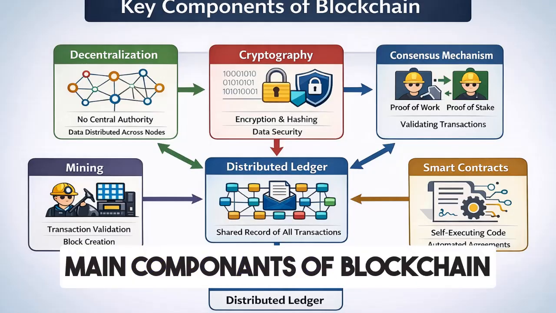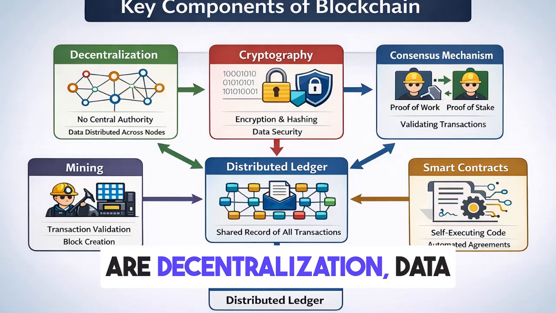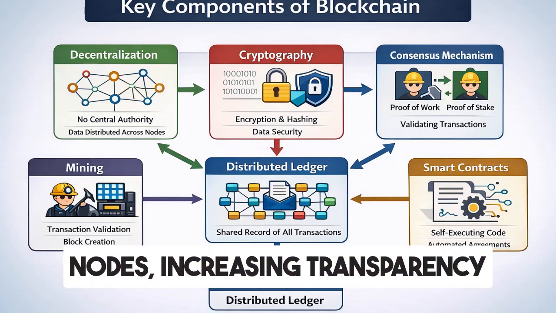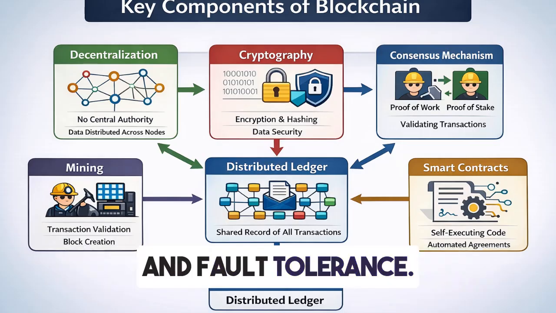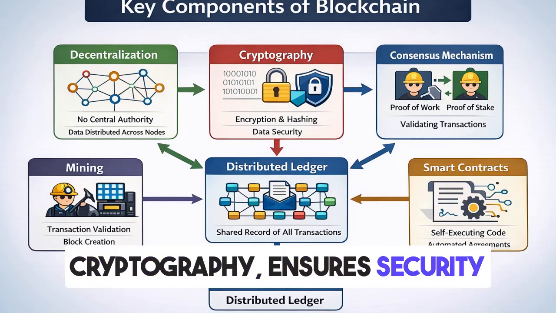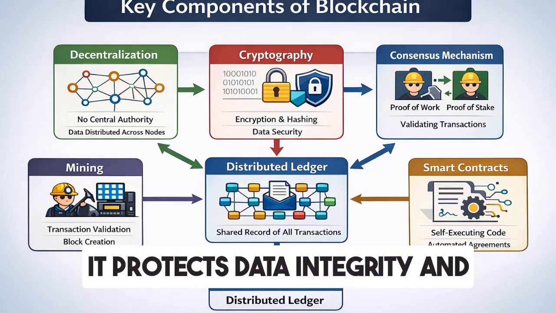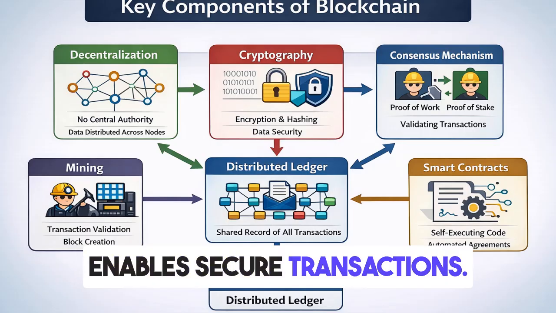Main components of blockchain are decentralization. Data is distributed across multiple nodes, increasing transparency and fault tolerance. Cryptography ensures security using hashing and encryption. It protects data integrity and enables secure transactions.